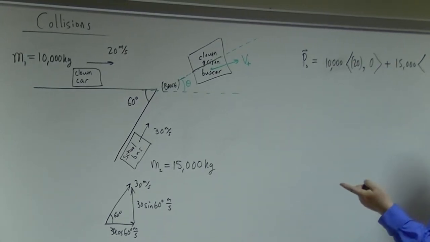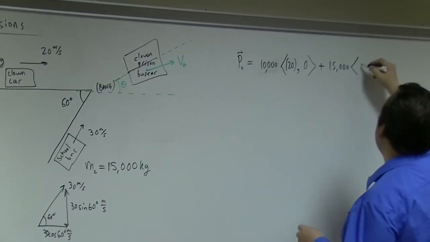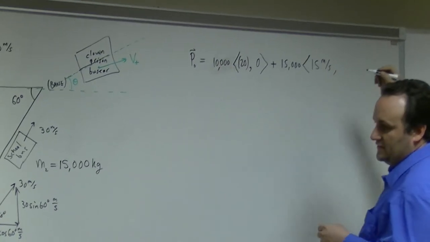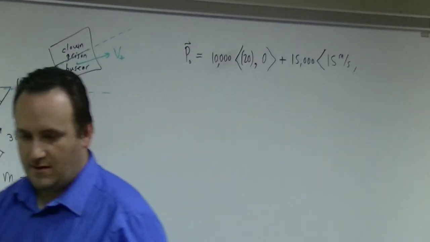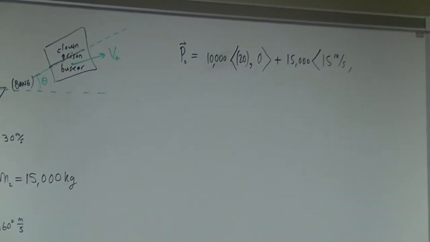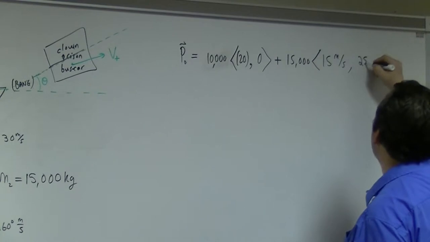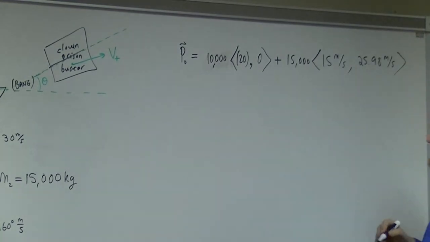So horizontal, cosine of 60 is a half, so that's 15 meters per second. Sine of 60 is like 0.866, roughly. That I do not know off the top of my head. I find Wolfram Alpha very relaxing. If I had 30 times the sine of 60, exact result, 15 times the root 3. I don't really care about that. 25.98, I'll use that one. Meters per second.